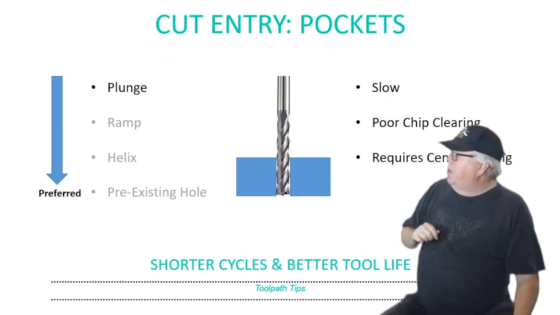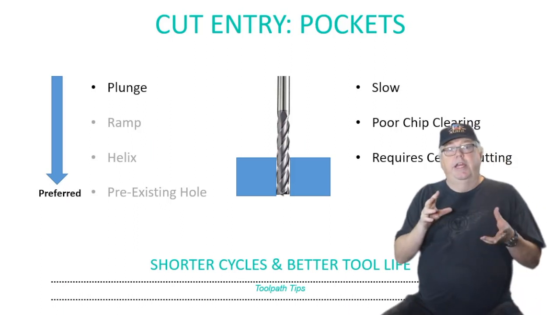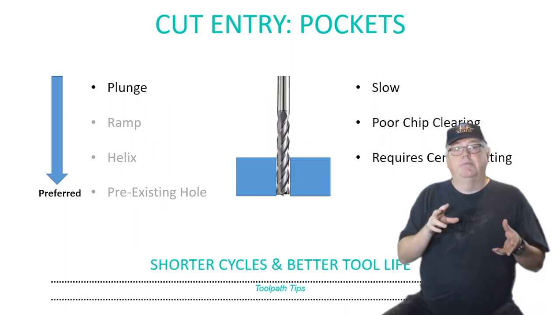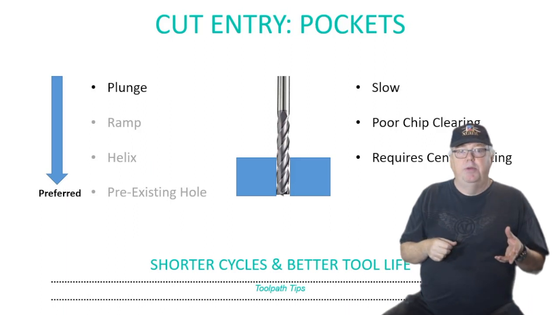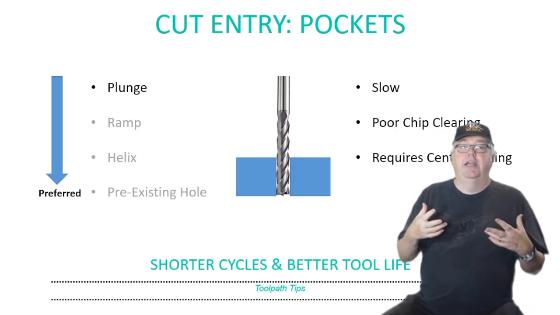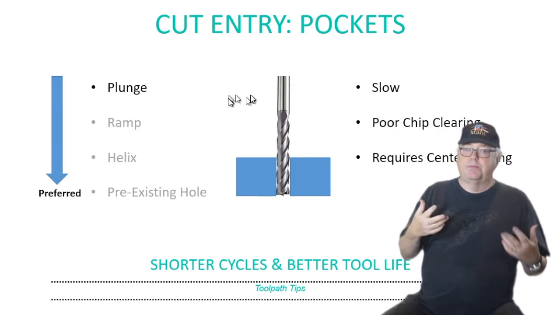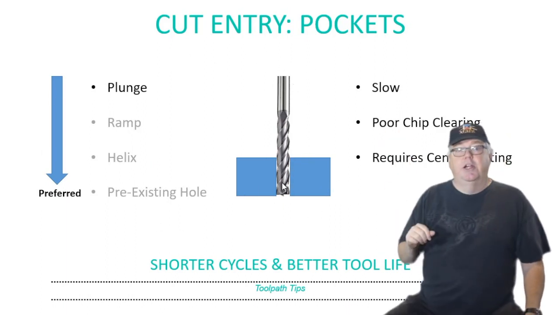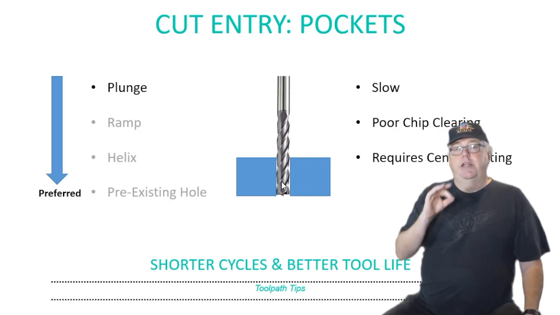Let's talk about entering pockets. There's really 4 ways to deal with that. And the other 2 methods are not going to help you because you have to descend vertically into a pocket to begin the cut. So, the first method, which I'm showing here, is to plunge your cutter straight down.